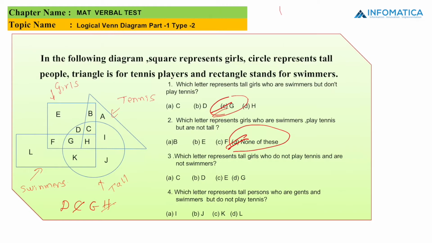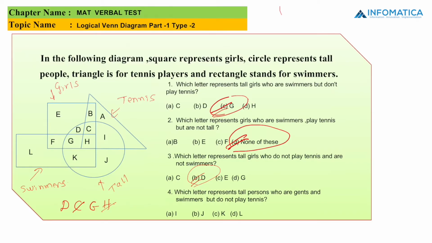And are not swimmers. Now, swimmers is represented by a rectangle. So, if I look at D and G, I need all those people who are not swimmers. So I can definitely say that the capital letter D are those members who are tall girls who do not play tennis and are not swimmers, because it is not coming inside the rectangle. So the answer to this question will be capital letter D. And that is option B.